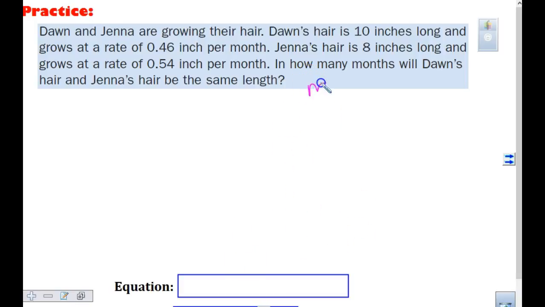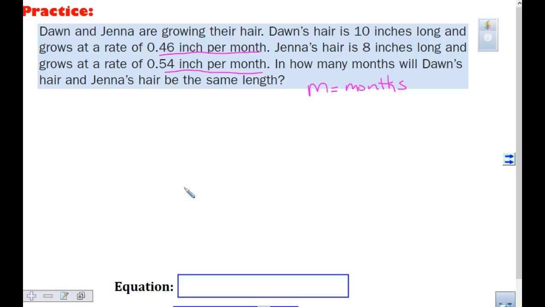So M is our variable, okay? We're trying to figure out when the months will be the same, when their hair will be the same length, how many months? So this is kind of key to where your variable is, right? So this is telling us this information, so try it right now. Do it right up in this white space, way up towards the top. Put your equation. What do you think it's going to look like? And then check with your shoulder partner or the people sitting by you.